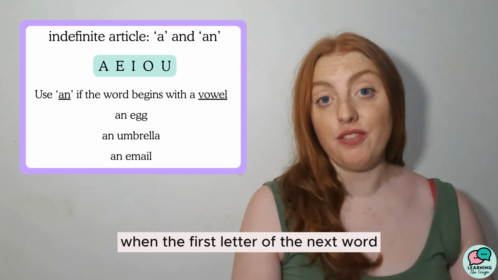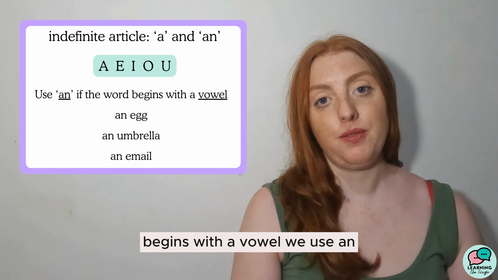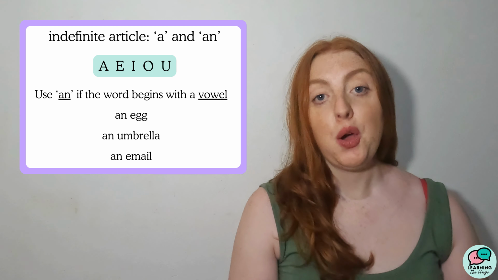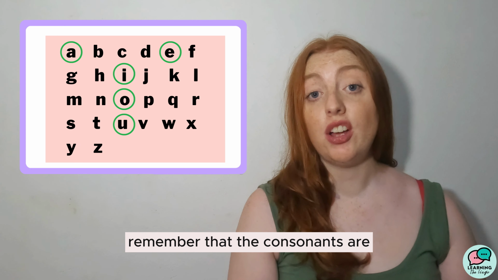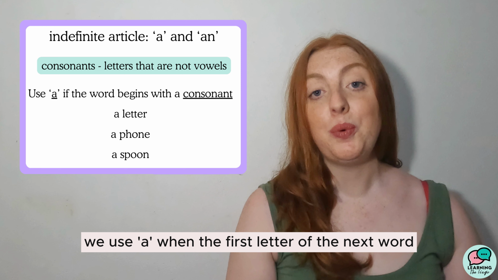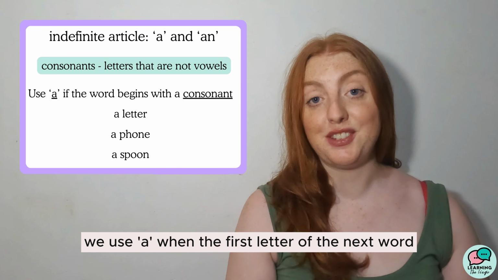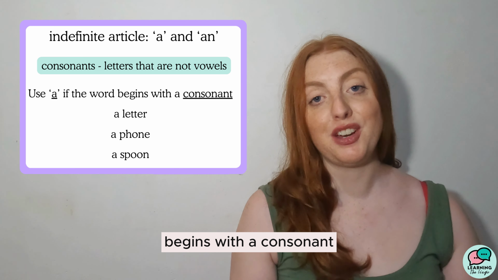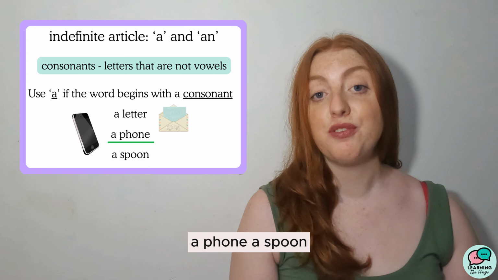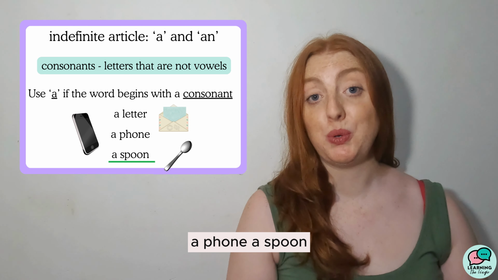When the first letter of the next word begins with a vowel, we use an. This makes it easier to say. We say an egg, an umbrella, an email. Remember that the consonants are all the other letters that are not vowels. We use a when the first letter of the next word begins with a consonant. We say a letter, a phone, a spoon.